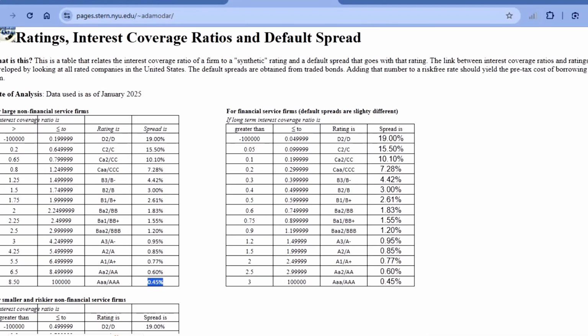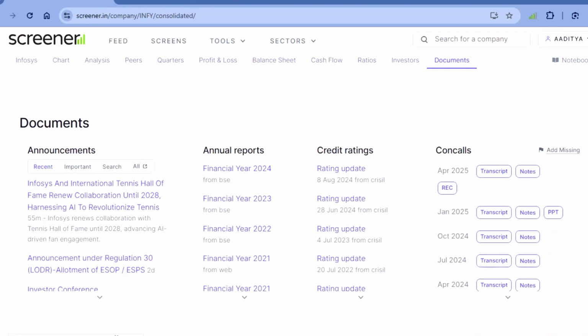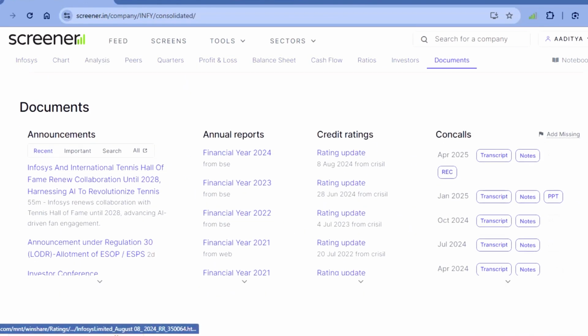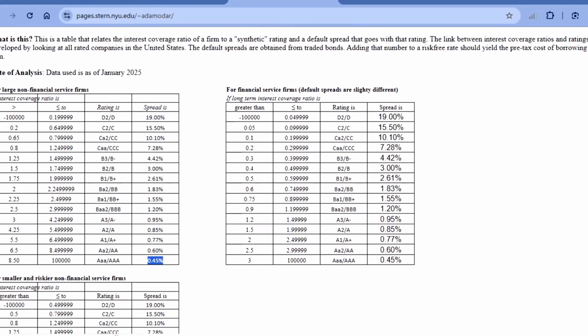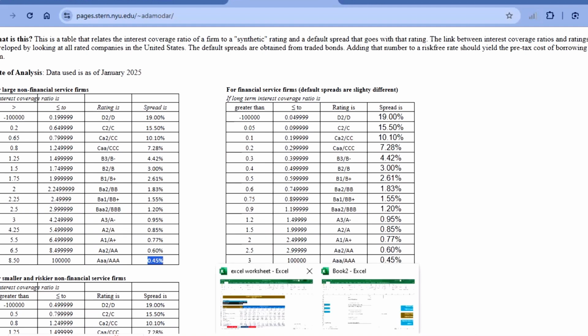You have to see for your company. Go over this, check the rating, what the rating is, and take that data from here. A small company can be any company which is less than 1 lakh crores or 2 lakh crores. It can be considered a small company. So you can directly pick this data from here. You have to click the spread. Okay, we'll go over here.